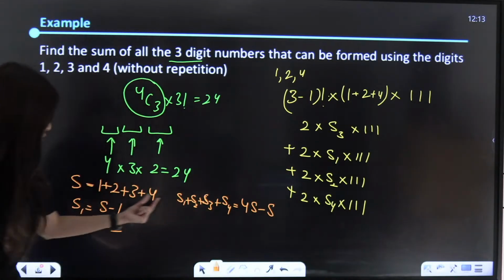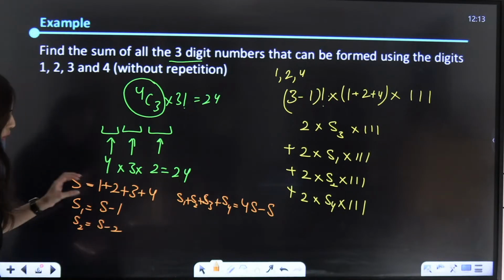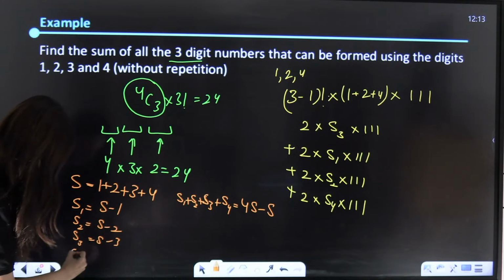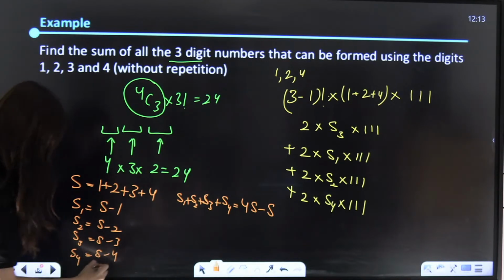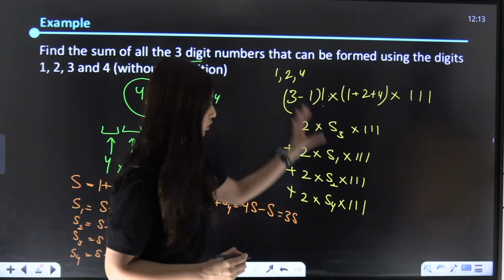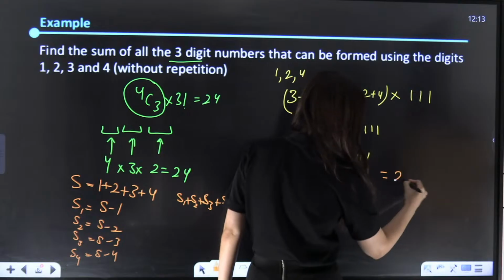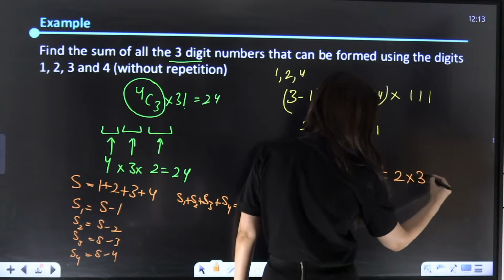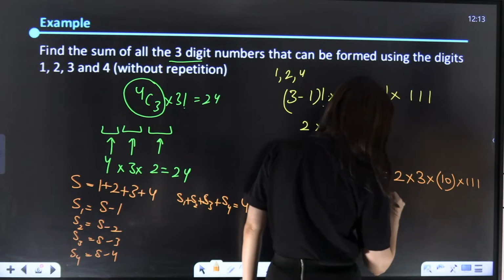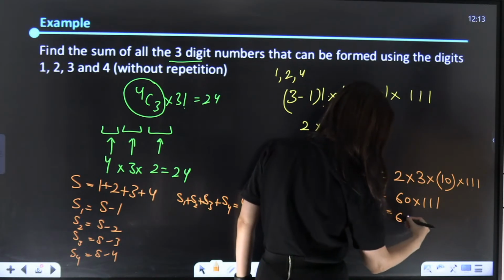Right? S1 is S minus 1, S2 is S minus 2. So, we will add all of these. 4S minus S, so finally that is 3S. So, taking 2 and 1, 1, 1 common out of this, we get 2 into 3 into sum of digits into 1, 1, 1. So, 60 into 1, 1, 1, that is 6660.